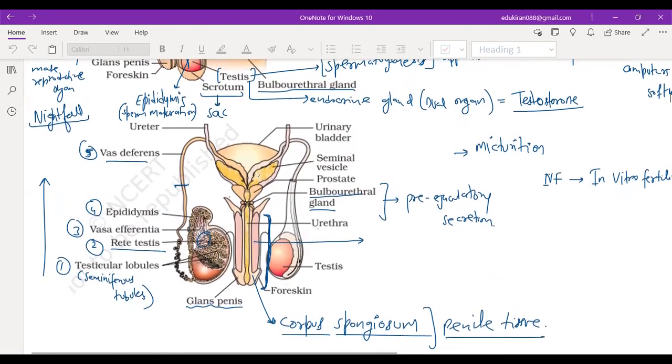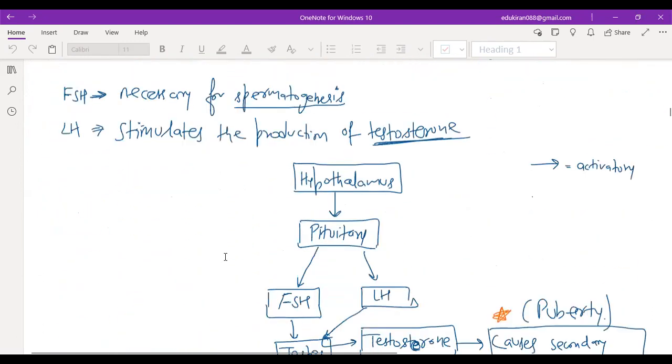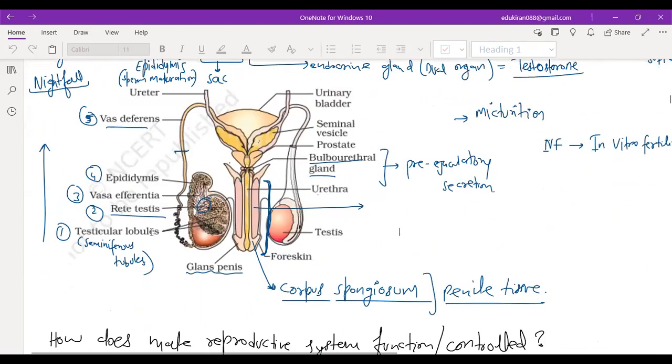Yes. So this is, suppose, a cross section of a testis. Inside is the testicular lobules, which are marked here, and these testicular lobules form the sperm. Then they come out of the testes through the rete testis. This is a network of tubules.